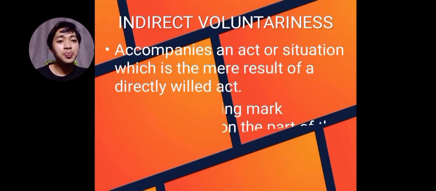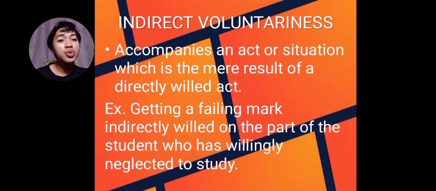Next one is indirect voluntariness. It accompanies an act or situation which is the mere result of a directly willed act. Meaning, an example to that is getting a failed mark, indirectly willed on the part of the student who has willingly neglected to study.